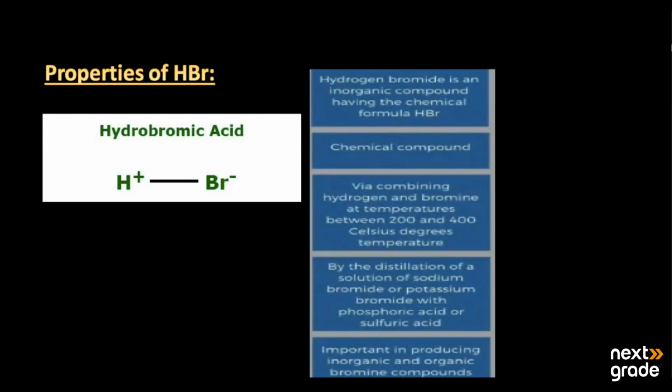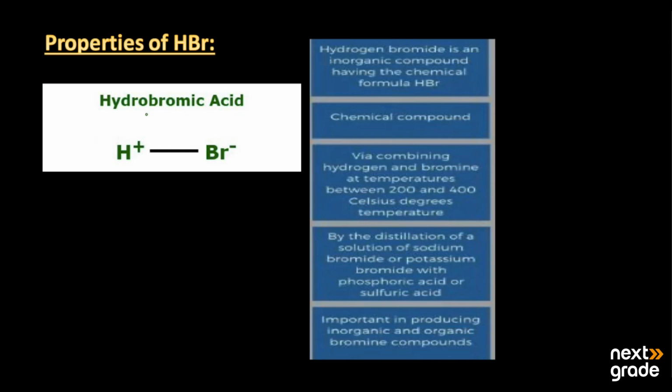Then we have properties of HBr, which is hydrogen bromide, also known as hydrobromic acid, H positive and Br negative. Hydrogen bromide is an inorganic compound with the chemical formula HBr. It is formed by combining hydrogen and bromine, H2 plus Br2, to give HBr, at a temperature of around 200 to 400 degrees Celsius.